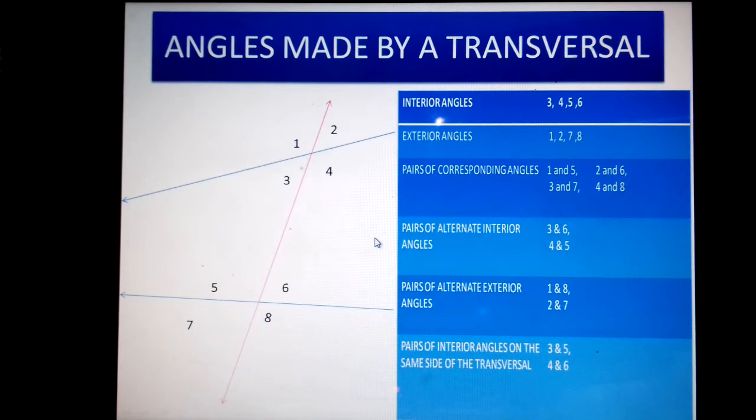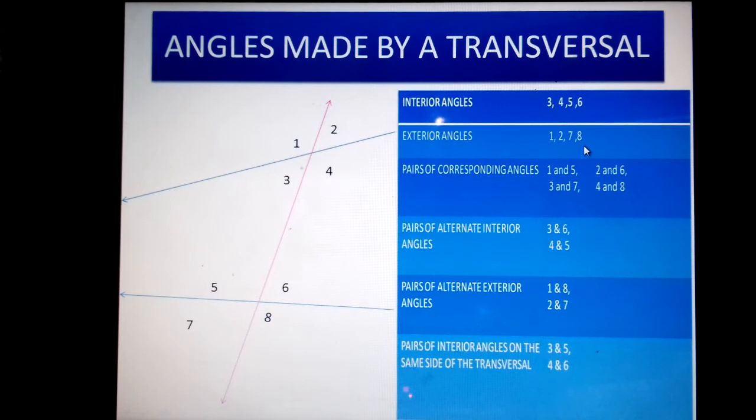First of all, let us understand a very simple point: what is an interior angle and what is an exterior angle. Interior angles are those which lie inside the two lines. If you take angle 3, angle 4, angle 5 and angle 6, these are interior angles. Exterior angles lie outside these parallel lines. That is angle 1, 2, 7 and 8. I have given it here, exterior angles.